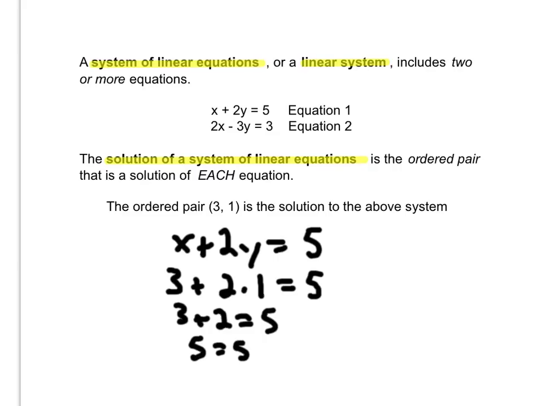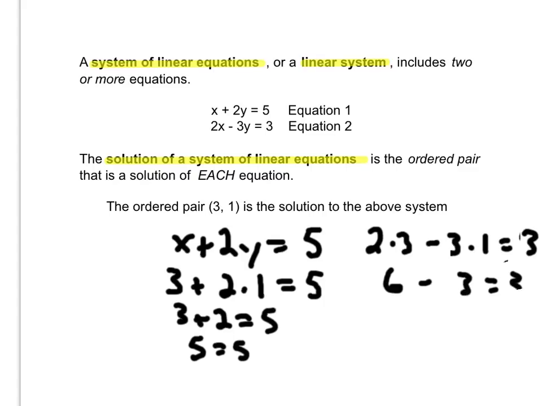Now let's try the other one. We'll plug in 3 for x, and then 1 for y. Sorry, I should say equals 3. And solve it and see if it works. Well, 2 times 3 is 6, 3 times 1 is 3, and 3 equals 3. So this ordered pair works for both equations. It is a solution to each one, so that means it's a solution to the system as well.